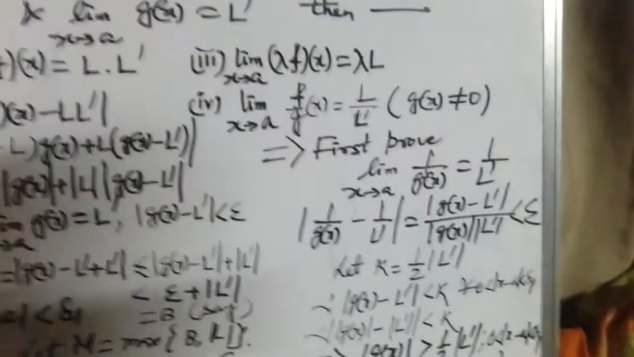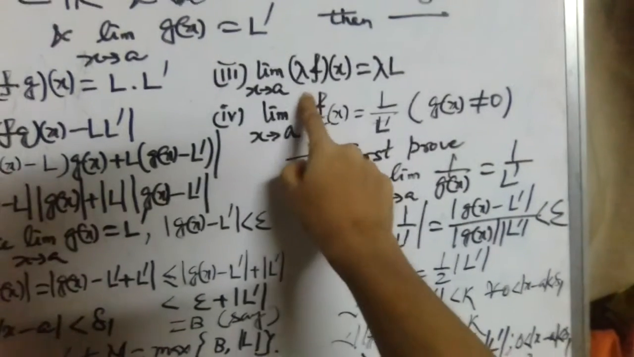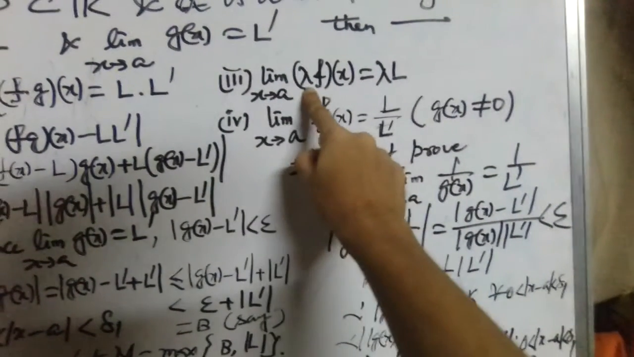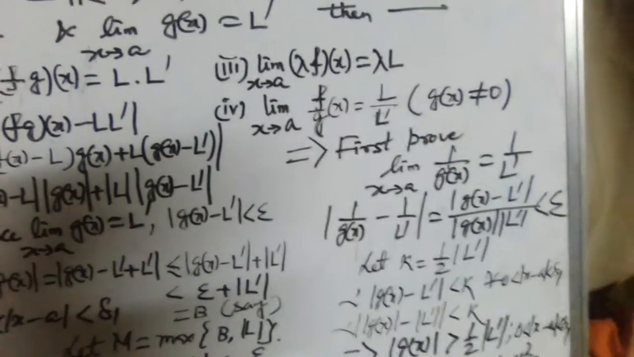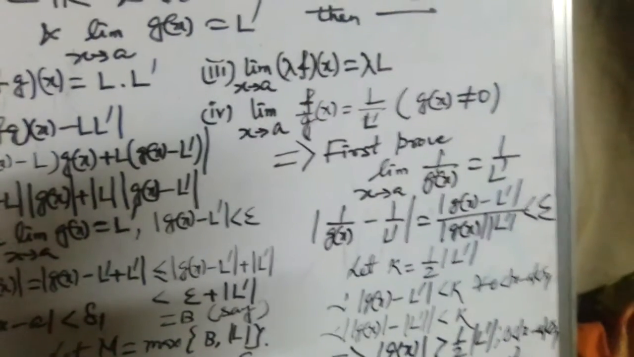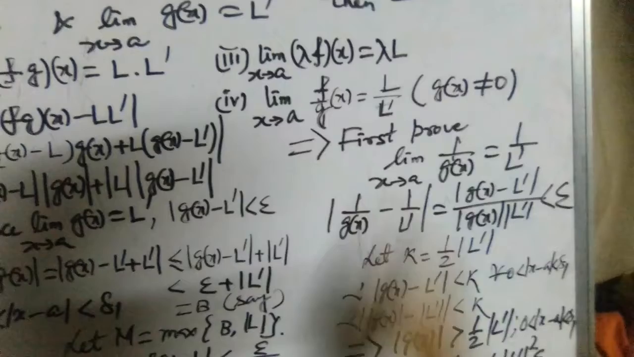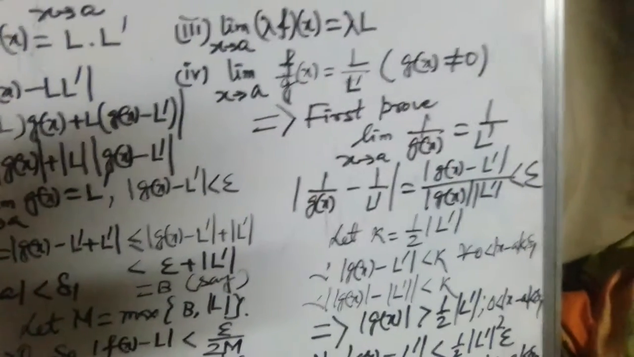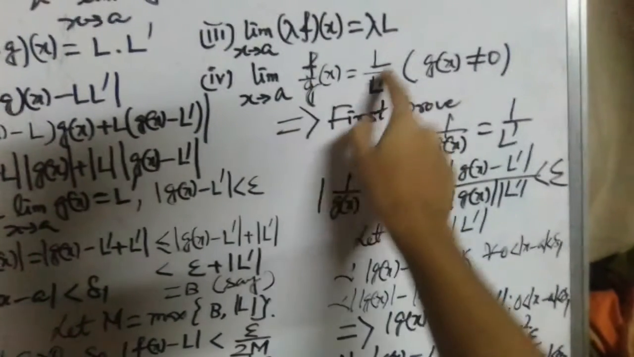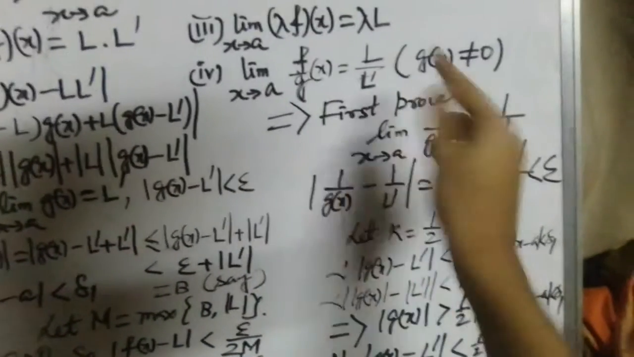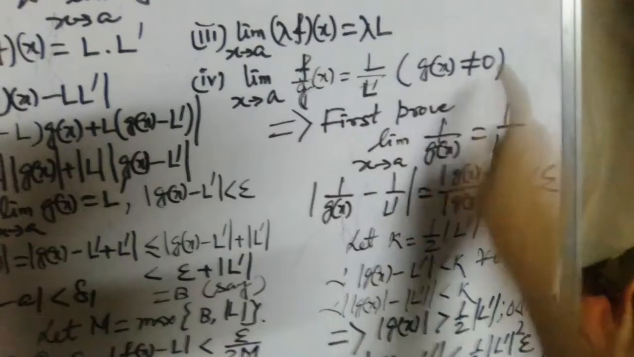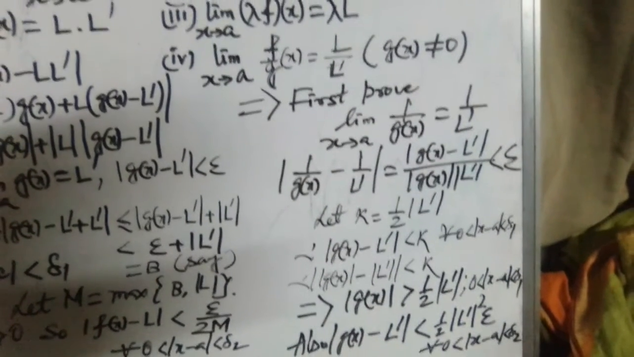And the third one is very simple. The limit as x tends to a of lambda f(x) equals lambda times L, where lambda is a non-zero constant. If we multiply a non-zero constant to a function, then the limit will be unchanged and the non-zero constant will be multiplied with the individual limit. What about the quotient function? The limit as x tends to a of f by g of x is nothing but L by L prime, where the necessary condition is that g(x) should be non-zero. So this is left to you to prove.